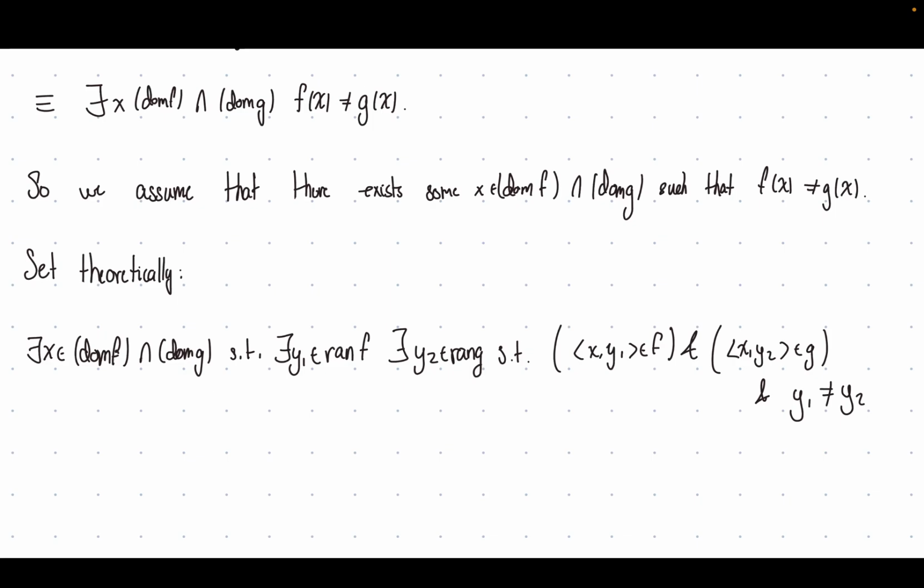Now, this is just if you're very pedantic about scopes, but I know that I am very pedantic when reading someone else's proof, so I have to do it myself too. So there exists some x in the shared domain such that there exists some y1 in the range of f, and there exists some y2 in the range of g, such that this pair x comma y1 is in f, and this other pair x comma y2 is in g, and they're not the same.